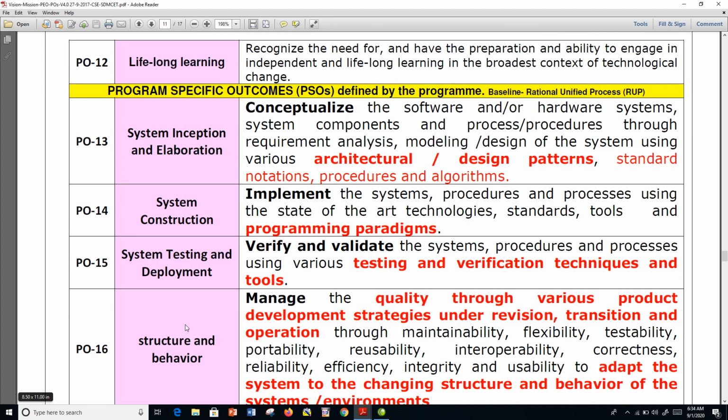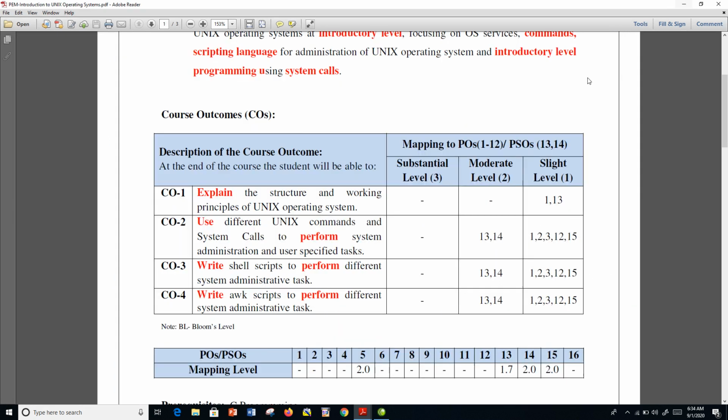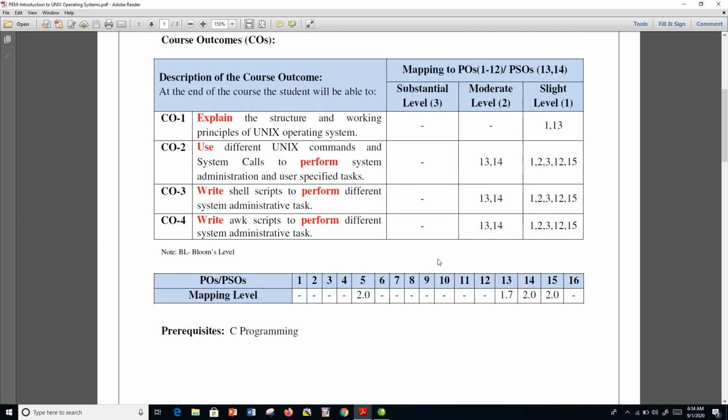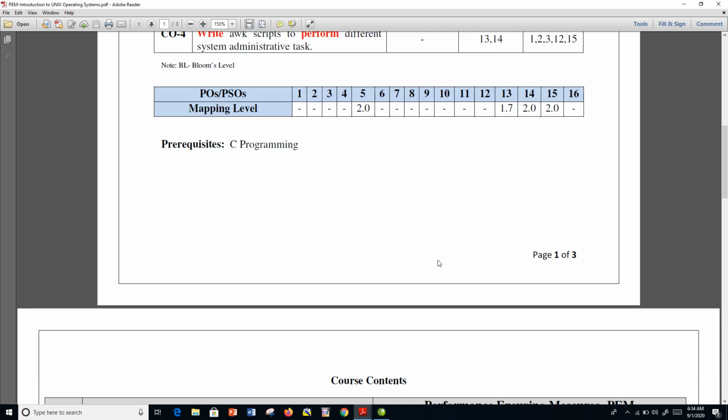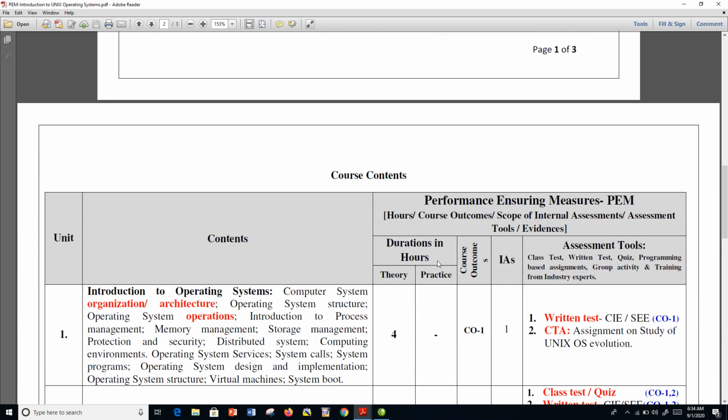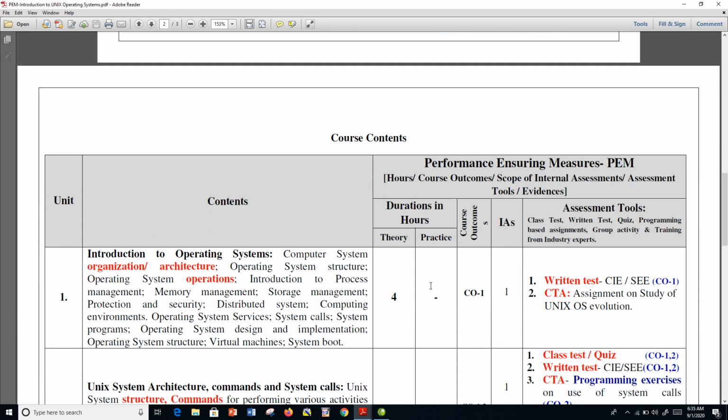So this is how this ability is what we will try to focus on in every individual, right? Now coming to the course content, on the left hand side you will see the contents.